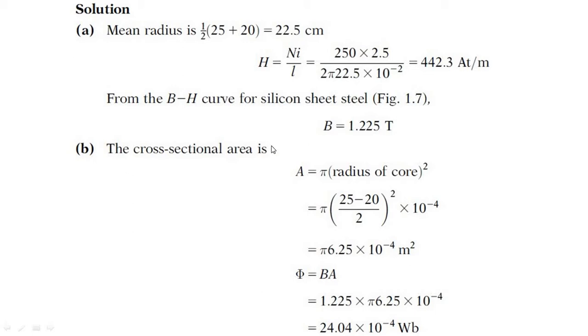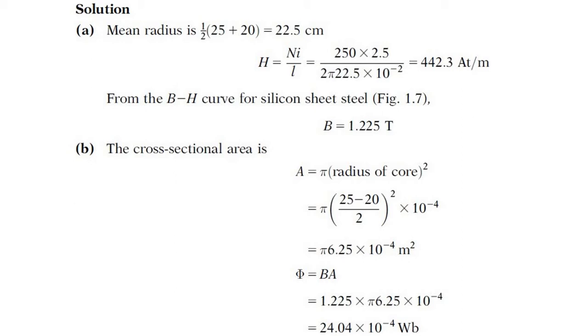The next, the flux density, which is already given in the data. Then we have to find out the cross sectional area. So, area is equal to pi times the radius of the core whole square, that is, (25 minus 20) divided by 2, whole square, into 10 to the power of minus 4. That is simplified to 6.25 into 10 to the power of minus 4.